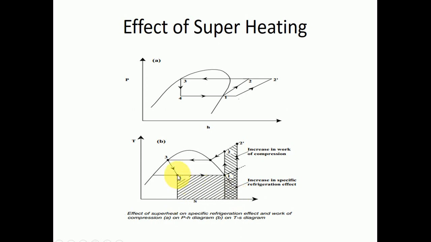That is, it can take heat from the environment and change state from saturated vapor to superheated vapor. So that is also the effect of superheating: to increase the refrigerating effect. In other words, we can take much more heat from the environment, cooling it from state 4 to 1 dash, where we move into the superheated region. So that is the end. Thank you very much.